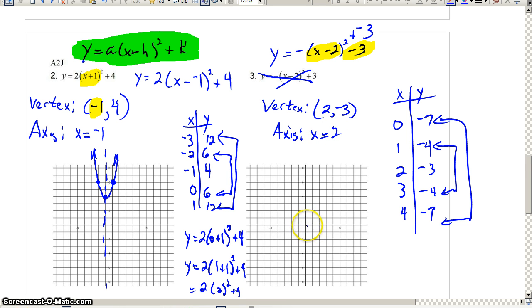And then very quickly, let's graph it. 2 steps to the right, down 3 would be your vertex. We could go at 1, -4 would be right over here. 3, -4 would be over here. 0, -7 would be this location. 4, -7 would be right over here. There you have it. A nice looking parabola. When your a is negative, you know it's opening down.